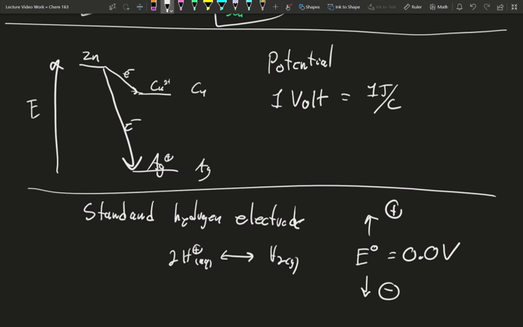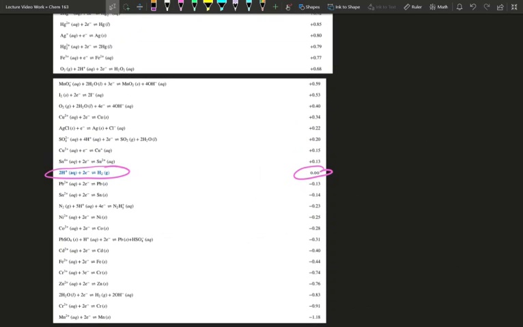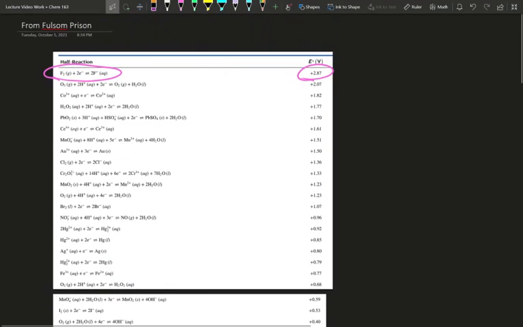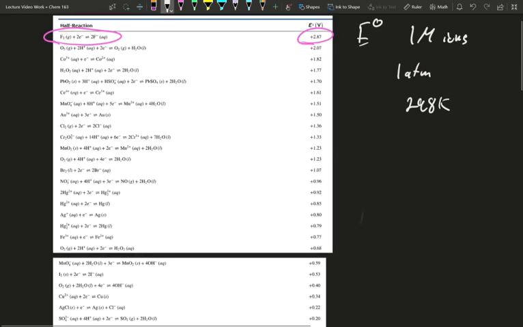There's large tables of this. In Appendix D, in the back of our book, or available on the internet, you can find large tables of standard potentials. So these are all E naught, which is going to be 1 molar ions, or 1 atmosphere for gases, depending on the exact redox reaction occurring. These are all at 298 Kelvin. And so these are potentials at standard states, but that gives us a reference to compare everything to.